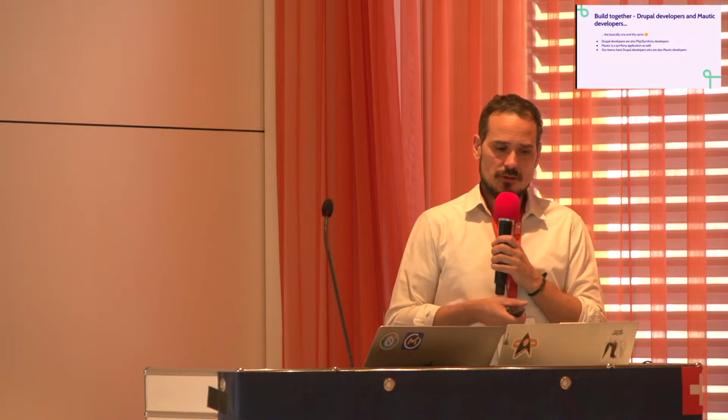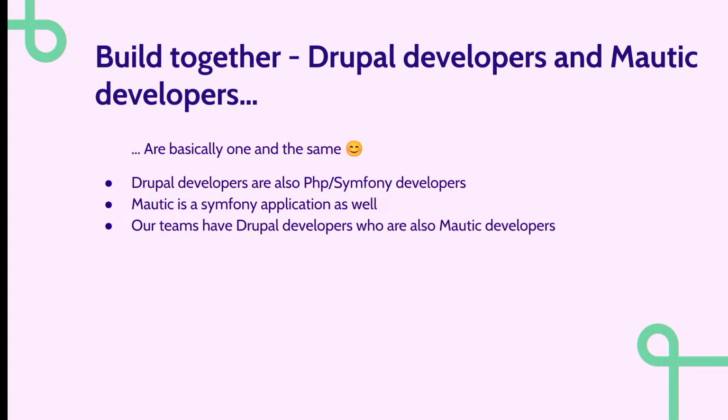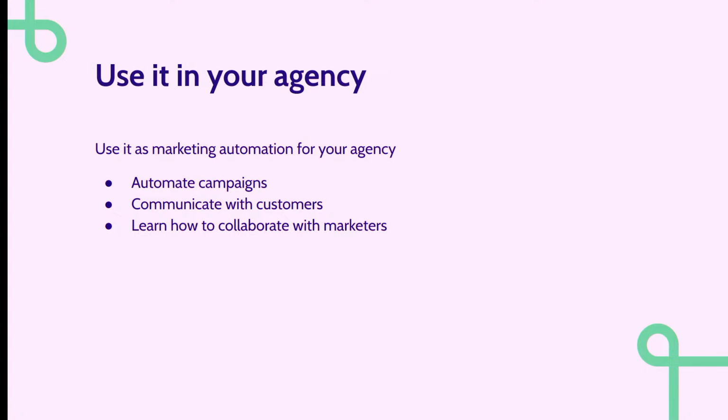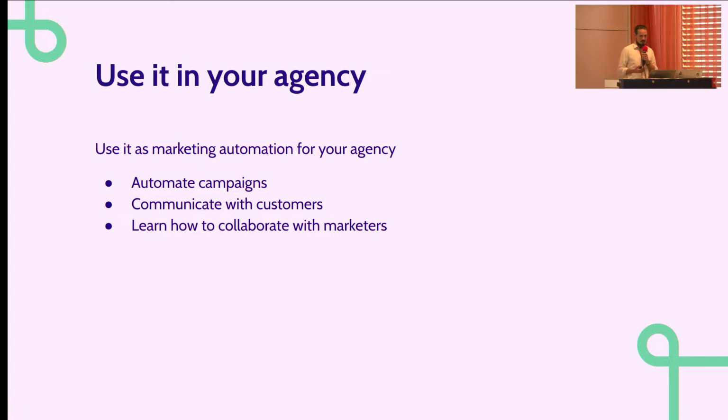And then of course, like I said, you can build it together. It's the same type of developers who are behind it, so I would love to see the Drupal community contribute to Mautic. And then maybe a very simple way to get started with it is to start using it yourself. If you're a Drupal agency and you want to do your own marketing, why not use an open source marketing automation platform? Why not integrate it with your own Drupal and just try it out?